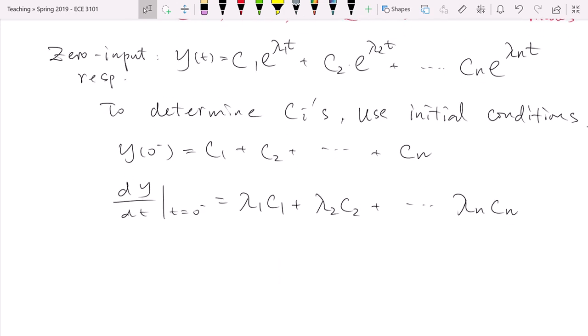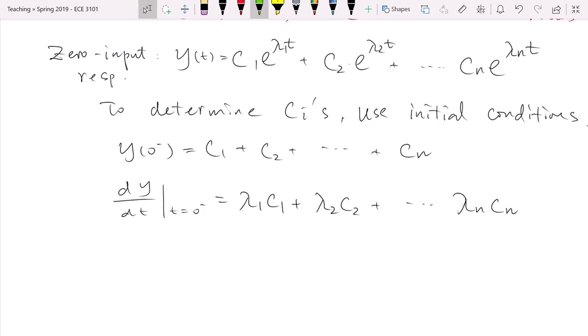For all the exponential signals, if we plug in t equal to 0 right here, we'll quickly find out e to the 0 will be 1. So at the initial condition right here, we're looking at c1 times 1, c2 times 1, plus so on up to cn times 1. And for the second case, when we look at the first derivative, that means I take the derivative of each one of these terms. This is y of t, so this is dy dt.